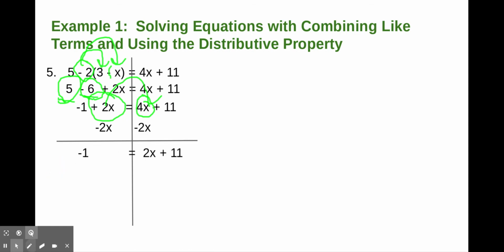So what happens here then is we bring down the -1, the 2x and the -2x cross out, 4x minus 2x is a 2x, and we bring down the 11.